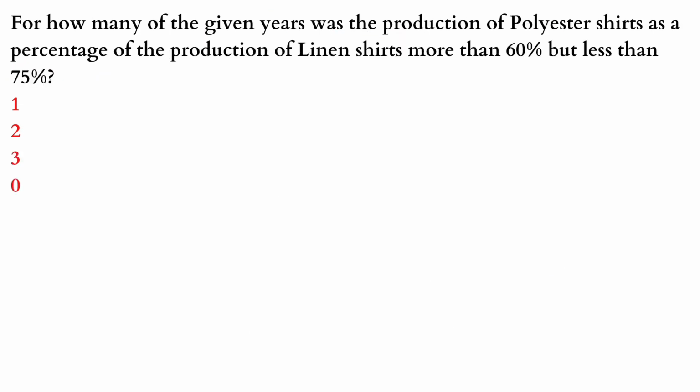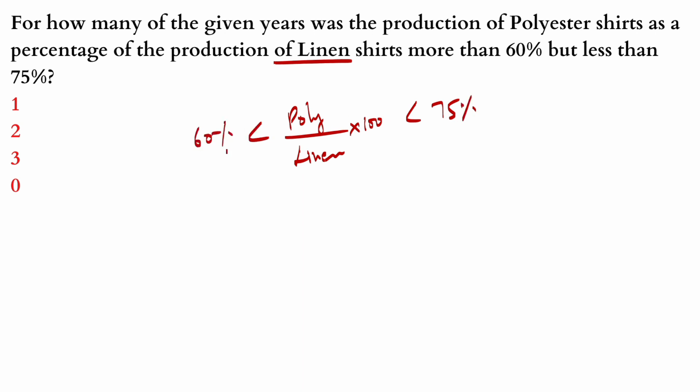For how many of the given years was the production of polyester shirts as a percentage of the production of linen shirts more than 60% but less than 75%? Of linen, so it must come in denominator. So polyester by linen, this percentage must be less than 75% and greater than 60%. Okay, so for how many years? So let's calculate for each and every year.